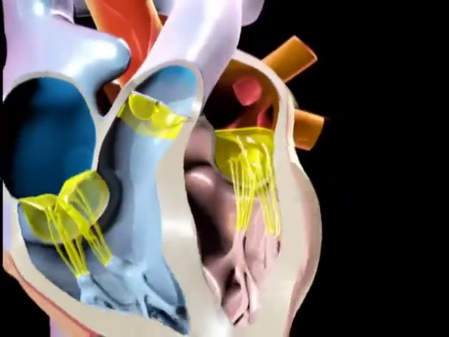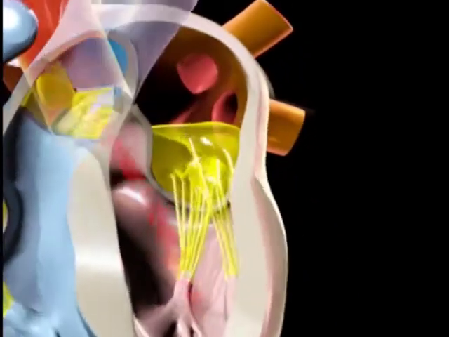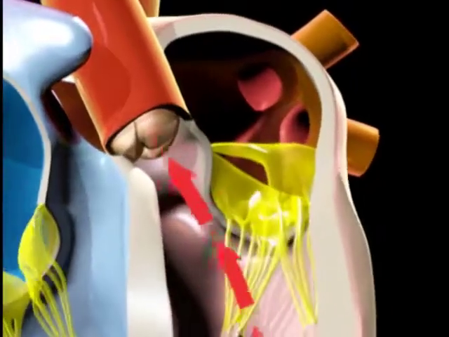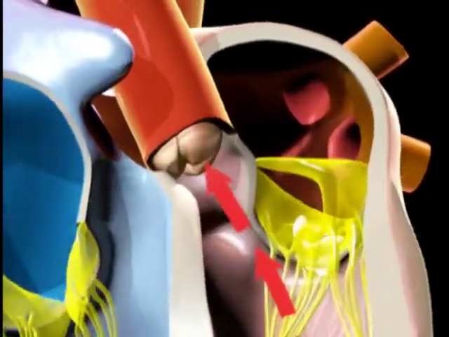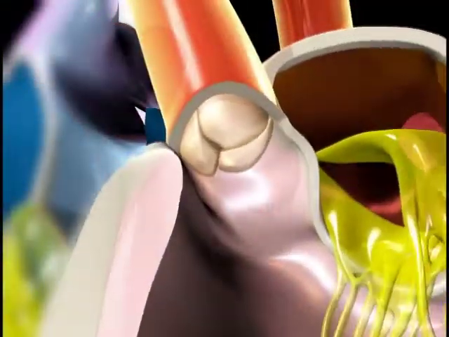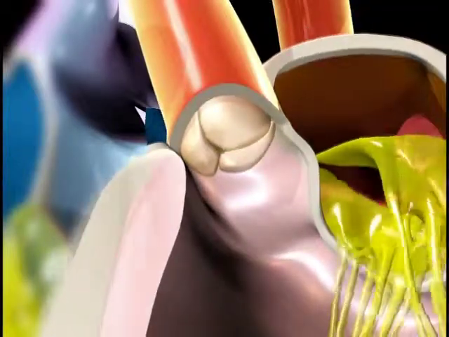As the powerful left ventricle contracts, the mitral valve shuts, preventing backflow into the left atrium. The aortic valve opens and blood is forced into the aorta, which distributes it to the rest of the body apart from the lungs. As the contraction comes to an end and pressure in the aorta falls, the aortic valve snaps shut to prevent backflow into the left ventricle.